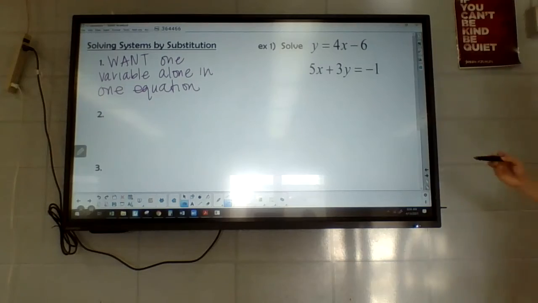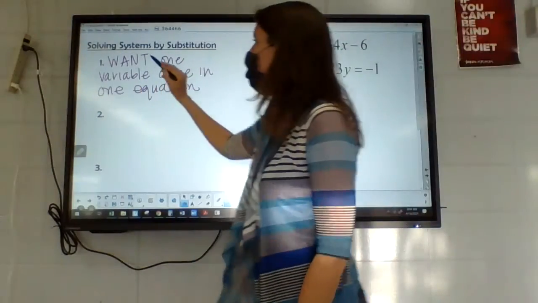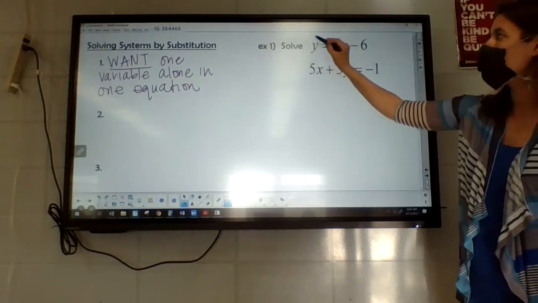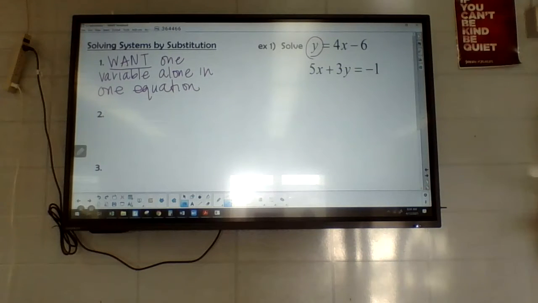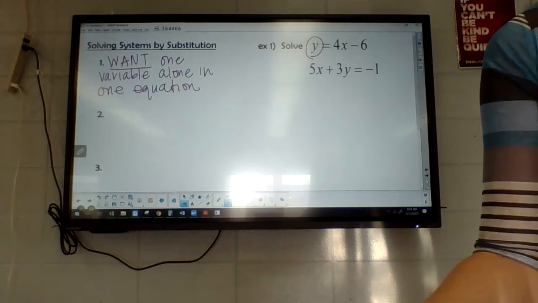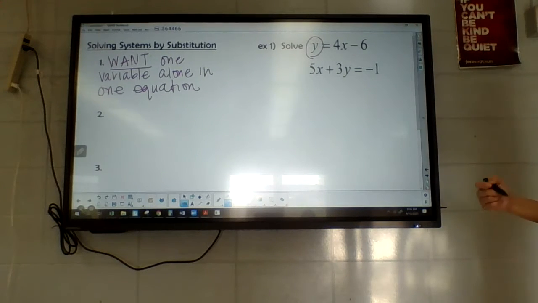Now, in this case, we have a variable alone. We have the y alone. So we have y equals this expression here. So we have step 1 done for us in this case. Now we'll get to problems later on after our break today that aren't that way. So that step 1 is done already.